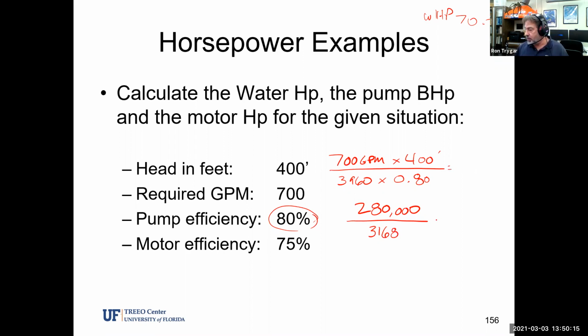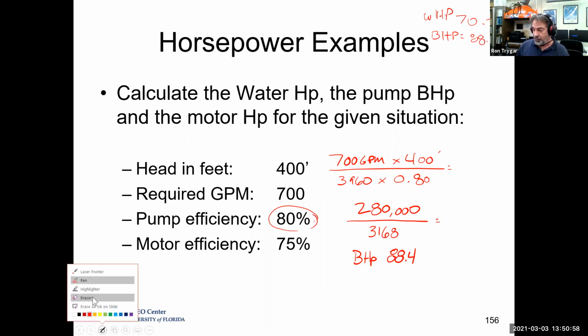So we have everything written out now. Let's go ahead and do our final division. 280,000 divided by 3168. So for brake horsepower, the pump needs to have the ability for 88, let's round that up and say 88.4 BHP, brake horsepower. So up here, I'm going to put BHP equals 88.4. All right, so we got two of them done so far.